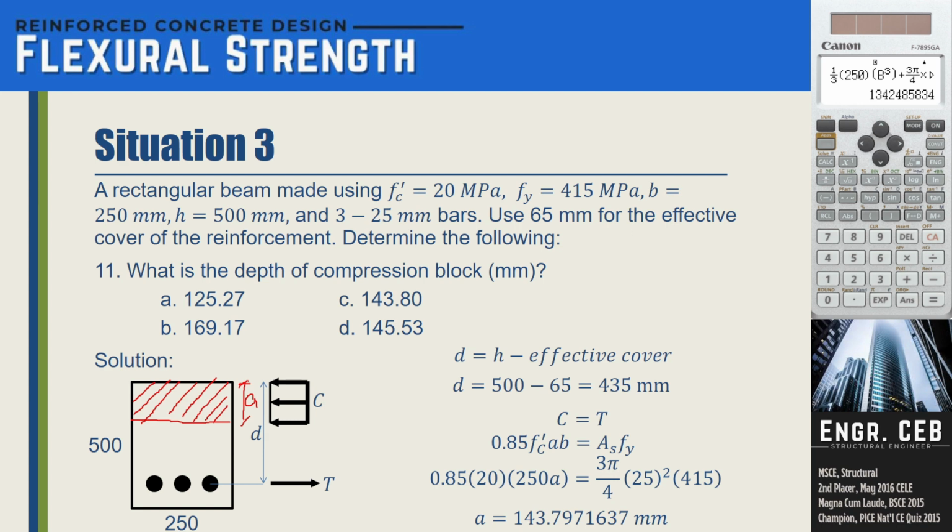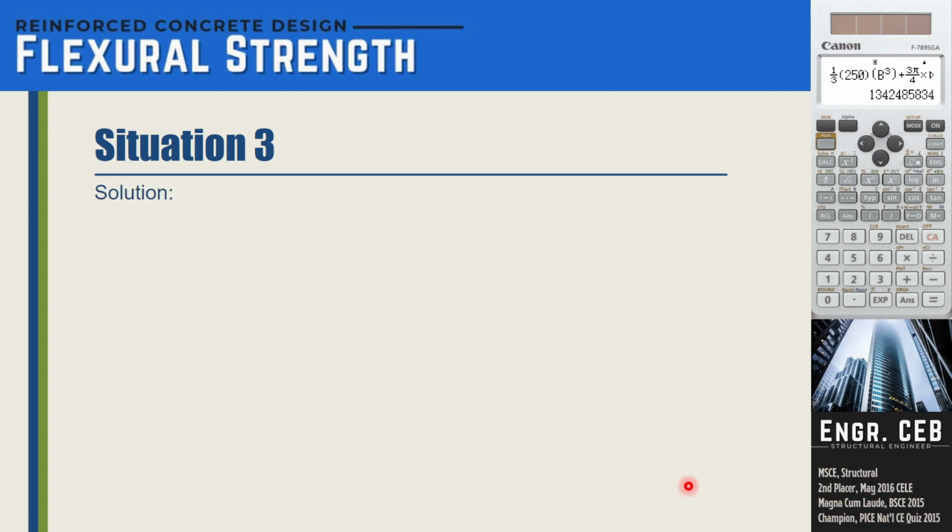In order to check that this value of a is correct, we have to verify our assumption that the stress in the steel is 415. So let us check first for the stress in the steel. First, we need to compute the depth of the neutral axis. The relationship of the depth of compression block to the depth of the neutral axis is a equals beta c.